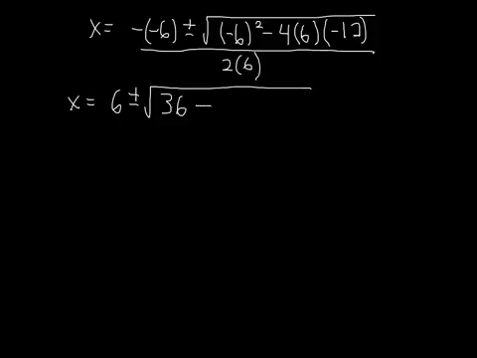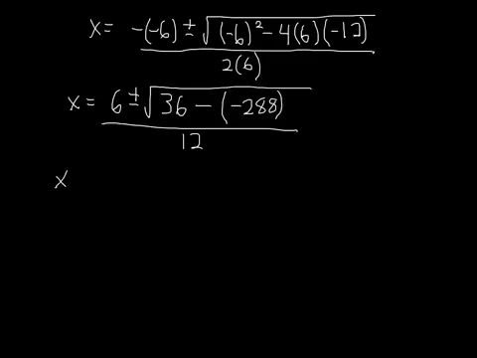Minus this 4 times this 6 times this negative 12, which is all going to combine together when I multiply them all together to give me negative 288. That's all going to be divided by 2 times a. 2 times 6 is 12.